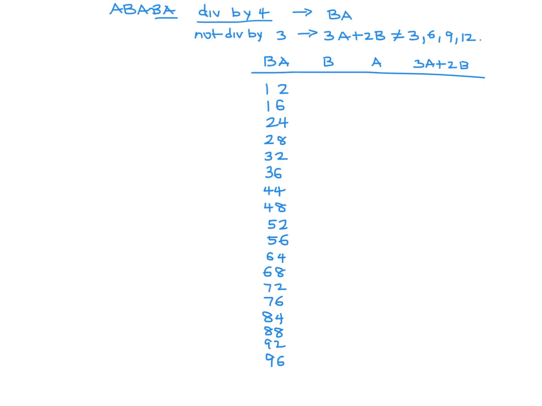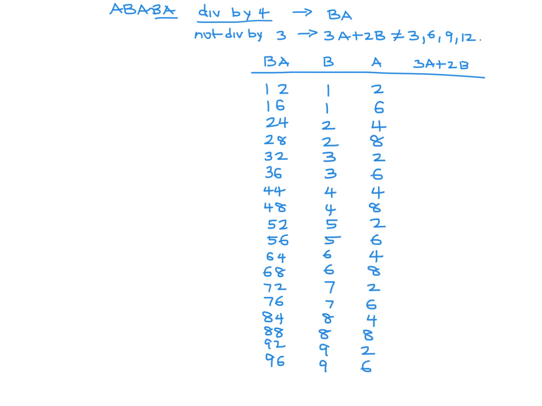And those are the numbers that are divisible by 4. And of course, I omitted anything that has a 0 in it because B and A are non-zero digits. And then, of course, A and B are just the individual digits. So let's fill those out, right? And then we now need to figure out the 3A plus 2B. So the first one, you crunch out the numbers, it'll be 8. The next one would be 20. Next one would be 16, and so on. So let's fill those out.